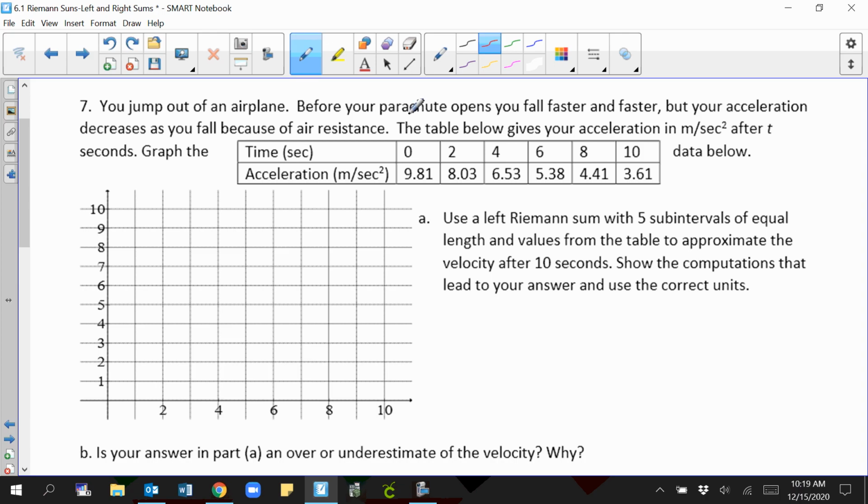So let's start by drawing our graph. At 0, we're at 9.81, which would be about right there. At 2, we're at 8.03, about right there. 4 is 6.53. 6 is 5.38. 8 is 4.41. And 10 is 3.61.